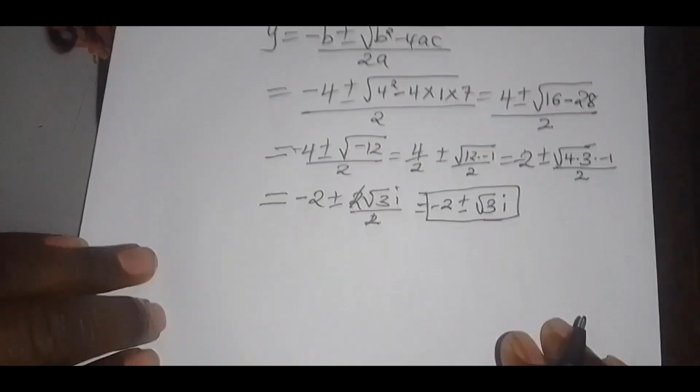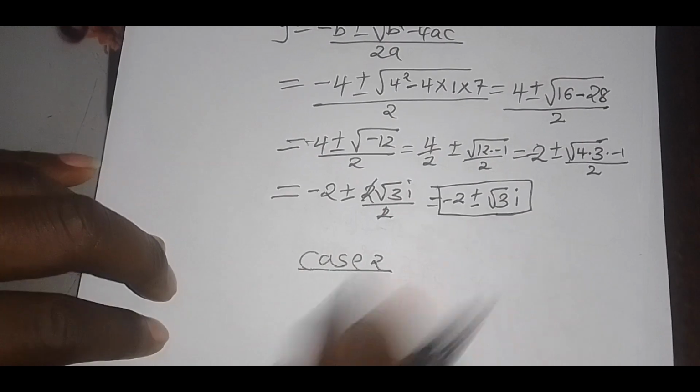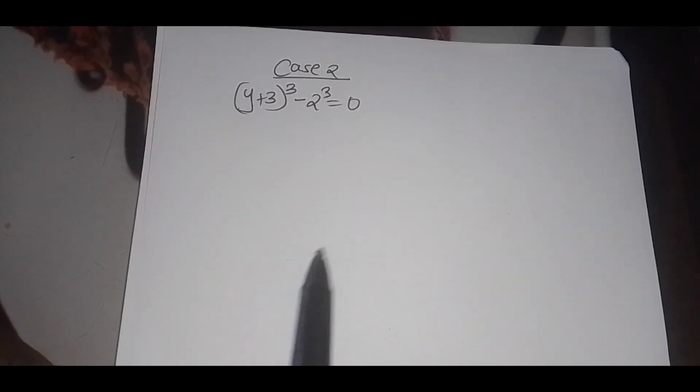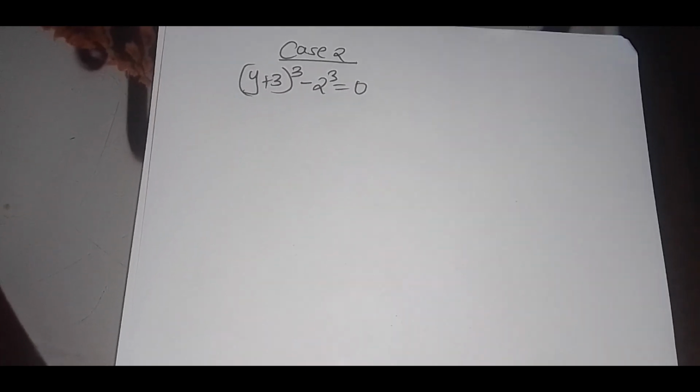Okay, that's the first case 1. So let's proceed to case 2. For case 2, we have (y + 3)^3 - 2^3 = 0.